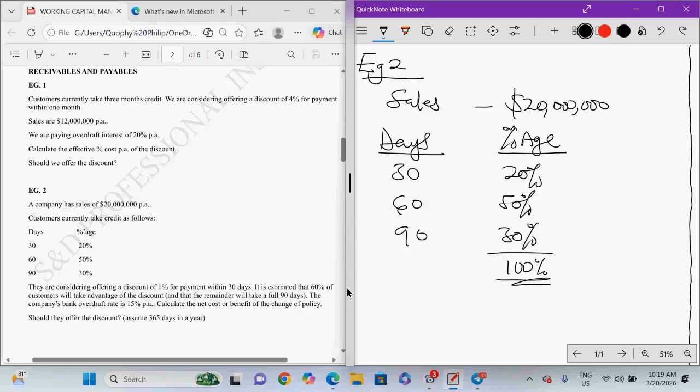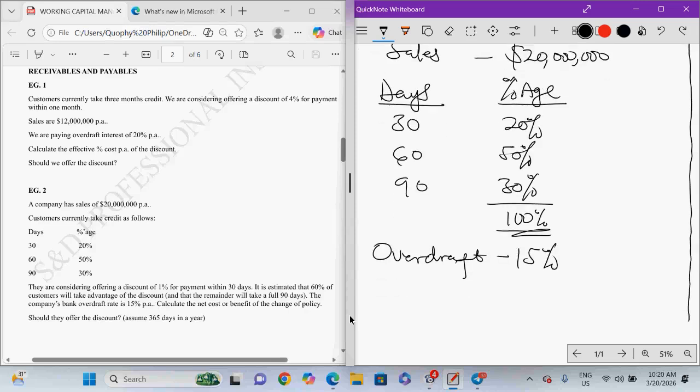They said they are considering offering a discount of 1% within 30 days. It is estimated that 60% of the customers will take advantage of this discount. So the discount is only for 60% of the customers, so the 1% is just for the 60%. And the remainder will take a full 90 days. We have also been given the bank overdraft as 15%. So that is it.